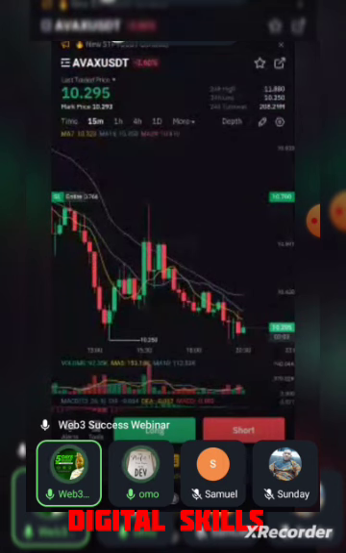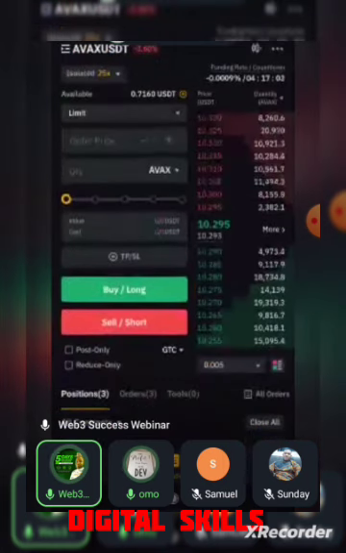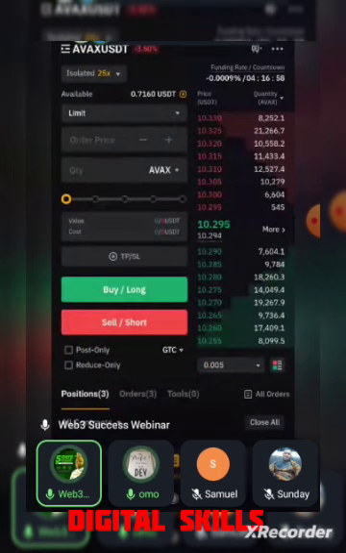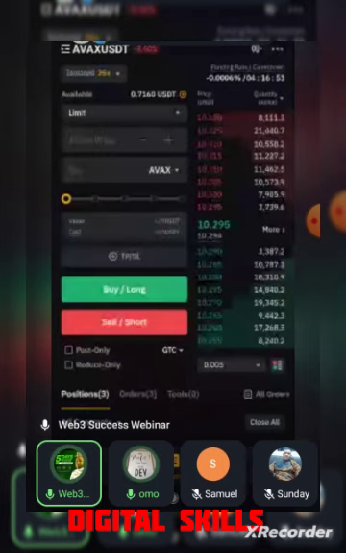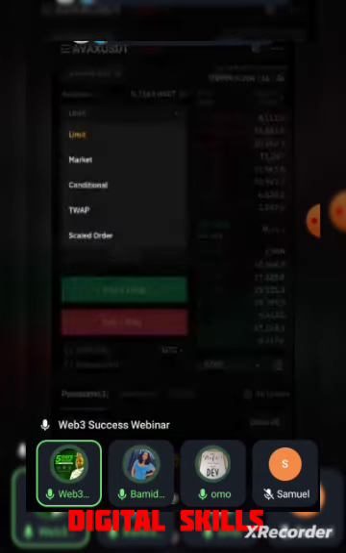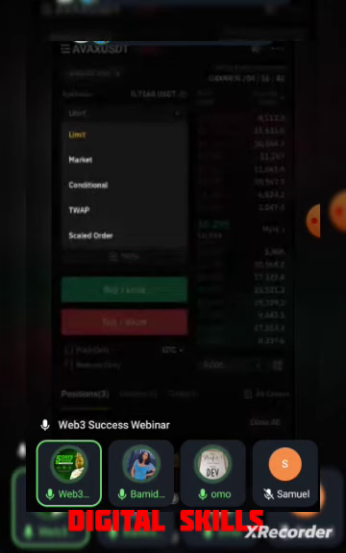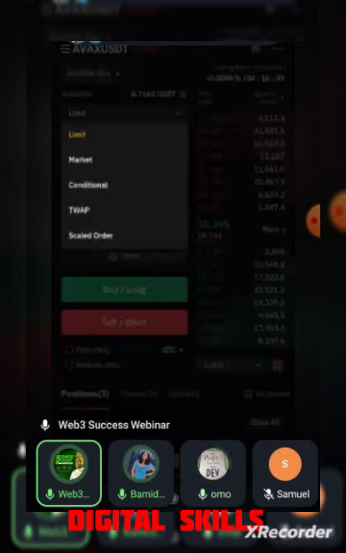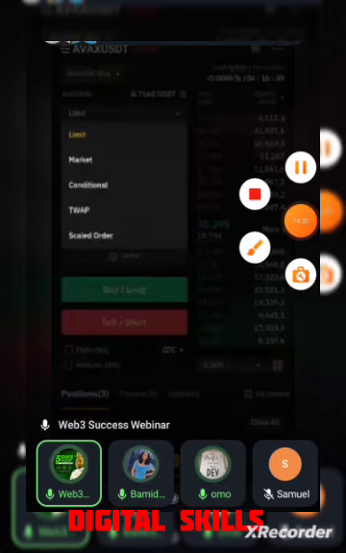So now, you guys are seeing my interface, right? This is AVAX USD. You can see isolated 25x. Now you can see limit. I've clicked on limit now. After limit, what do you see? You see market. That is if you want to enter at the current market price. I explained that on Binance as well. That is the same thing.